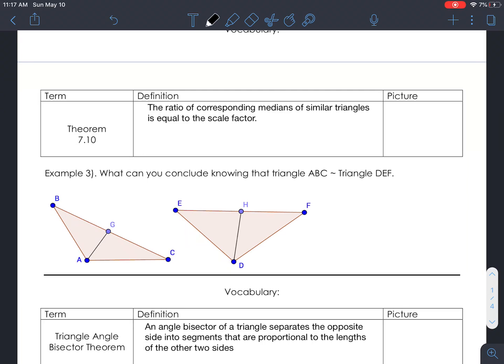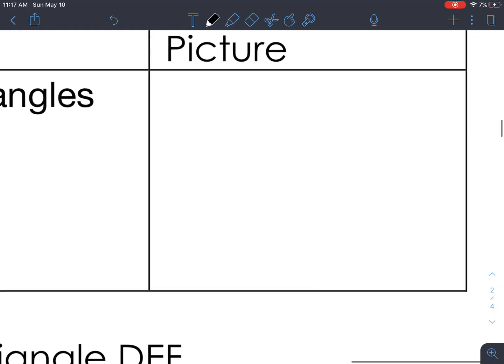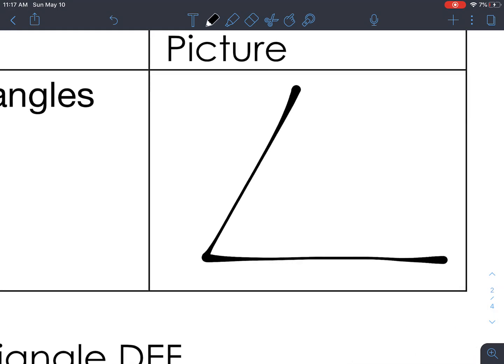Okay. All right. So theorem 7.10 is pretty much the same. It says the ratio of corresponding medians of similar triangles is equal to the scale factor. So let's go ahead and talk about what a median is.